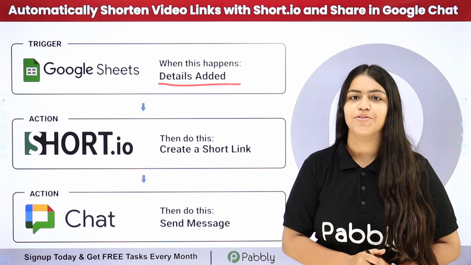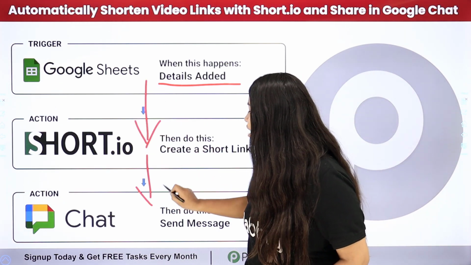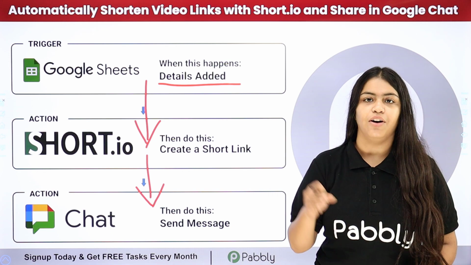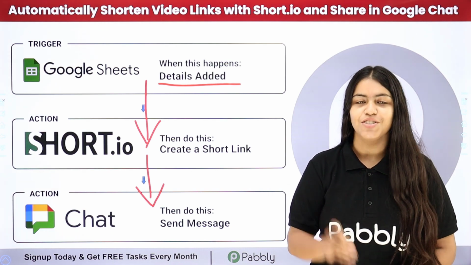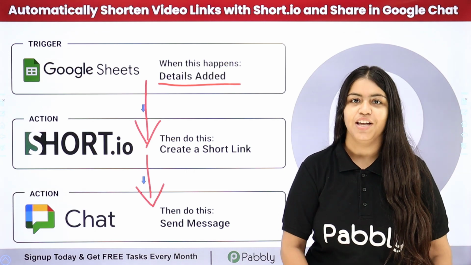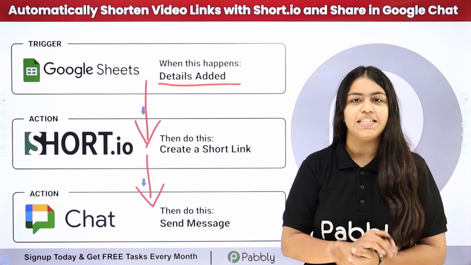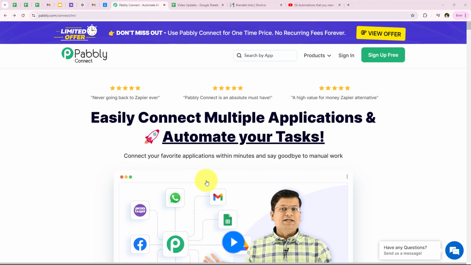So for this, we are going to create a connection between Google Sheets, short.io and Google Chat. To create this connection without knowing any programming or coding language, we are going to use Pabbly Connect. It is an amazing automation software. So do you also wish to learn this process step by step? Then let me take you to my computer screen.